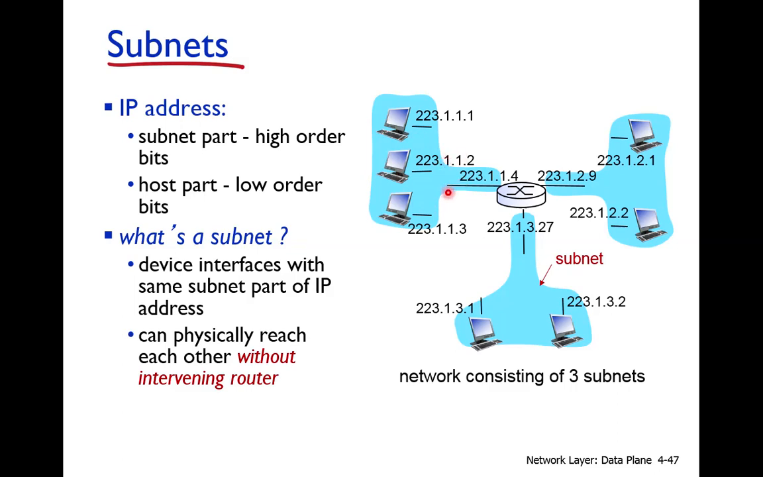In a subnet, for example, this IP address is 223.1.1.1, this is 223.1.1.2. You can see that in these IP addresses some prefix is common. For example, 223.1.1 is present in this IP address, in this one, in this one, and in this one. This common prefix is called the subnet part, or the network part. And you can see that 1, 2, 4, and 3 are different. So this is the host part, the lower part, the host bits, the host byte. Similarly, in this subnet, all these systems have the common IP address prefix 223.1.3.